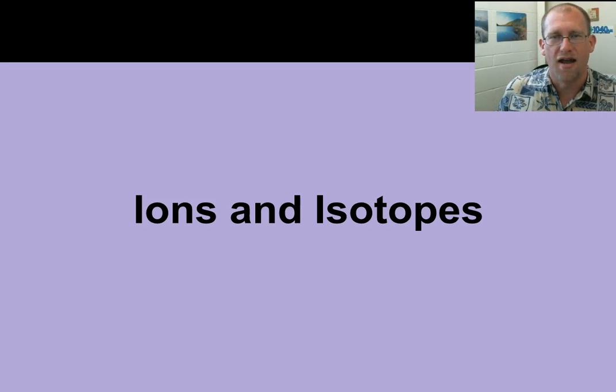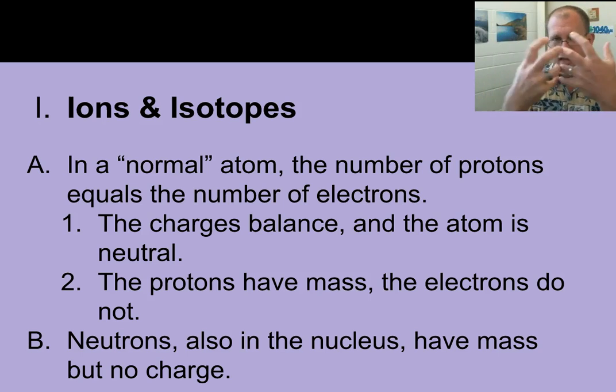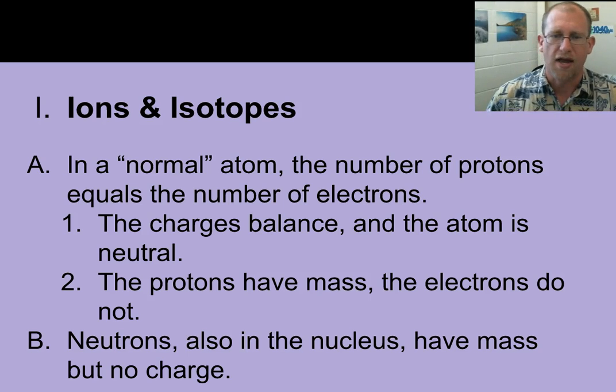We're looking at ions and isotopes and what those words are and what those atom types are. In a normal atom, the number of protons equals the number of electrons. A proton is positive, an electron is negative. When you find an atom in its elemental state, not bound to anything, it has the same number of protons and electrons. The protons are positive, the electrons are negative, so they cancel each other out with regard to charge, and you wind up having a neutral atom.